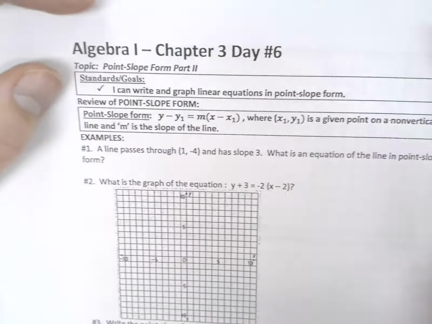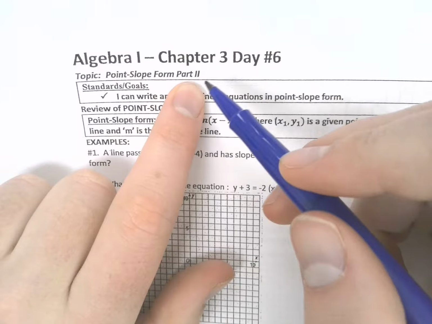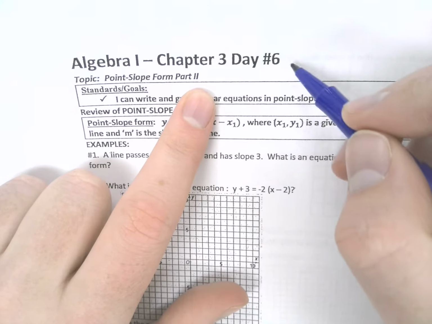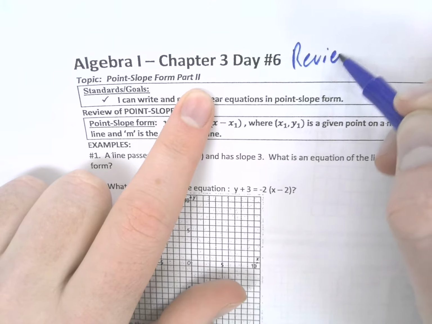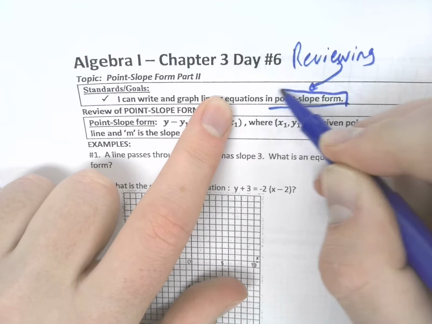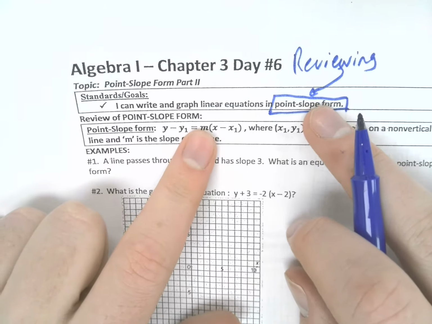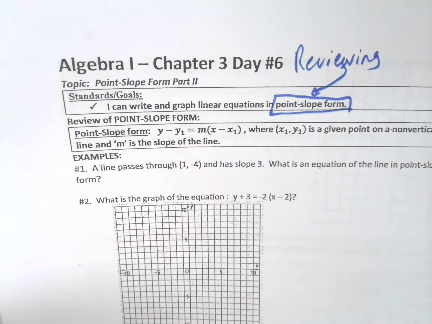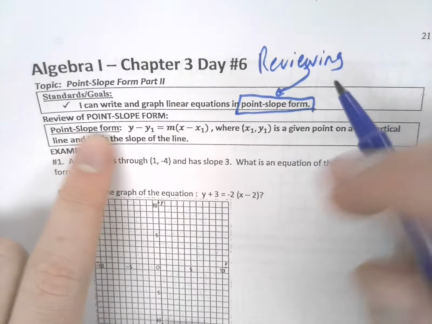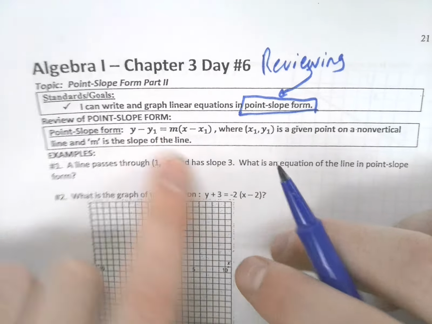Alright, guys. Hey, Point Slope Form Part 2, one of the greatest sequels ever made. So day 6 is all about reviewing point slope form, the newest form we introduced. Of course, we remember slope-intercept form. That was y equals mx plus b. Point slope form is a little bit different.